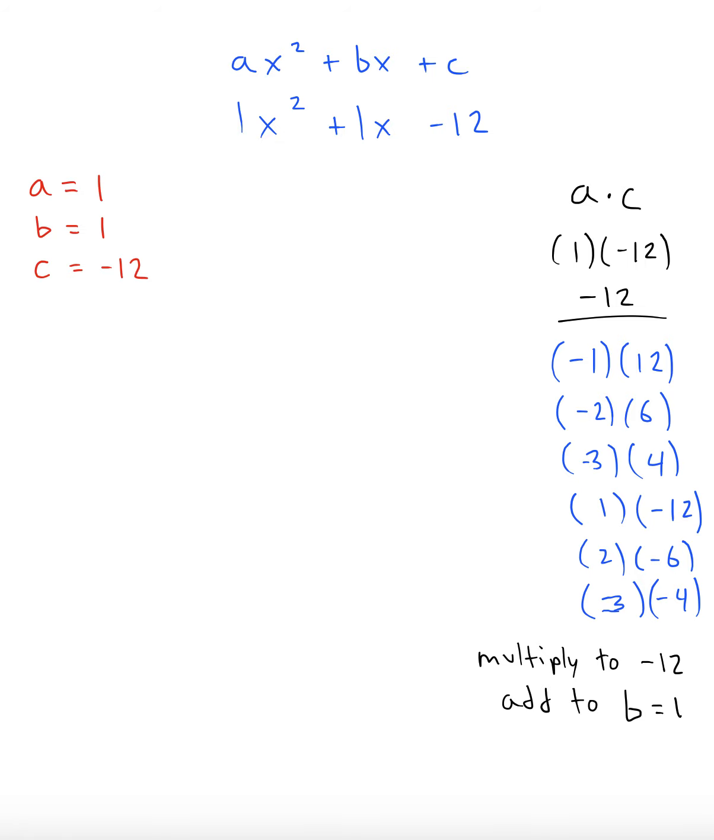All right, so check out the combinations. Negative 1 times 12. They would add to 11, so that wouldn't work. Negative 2 and 6, they would add to 4. Negative 3 and 4, though, yeah, that's it. That's the magic combination. They multiply to negative 12, but they also add to a positive 1.